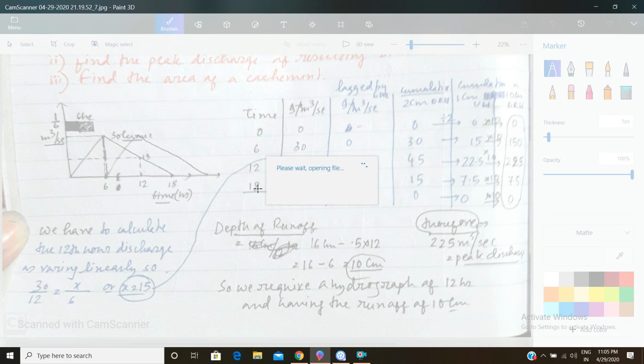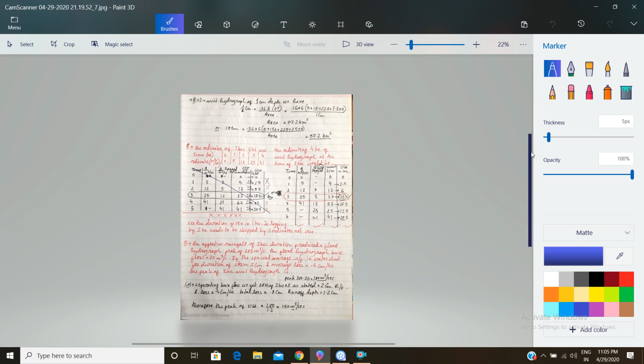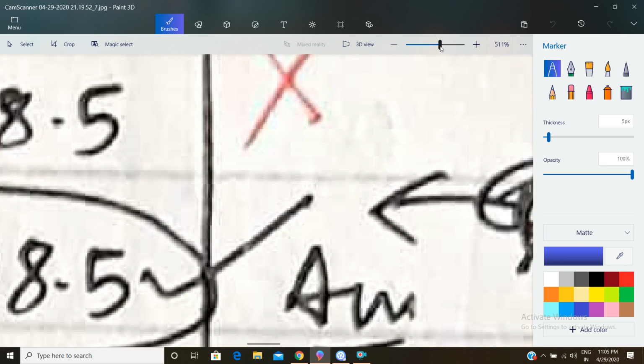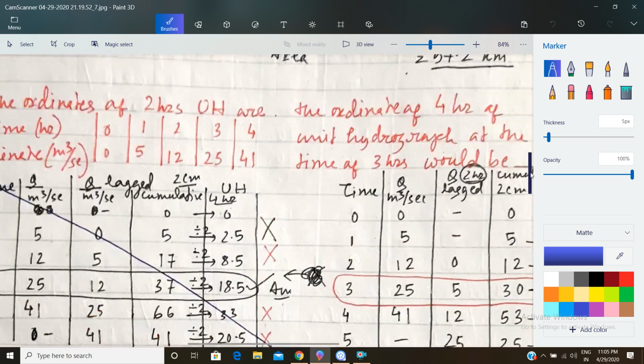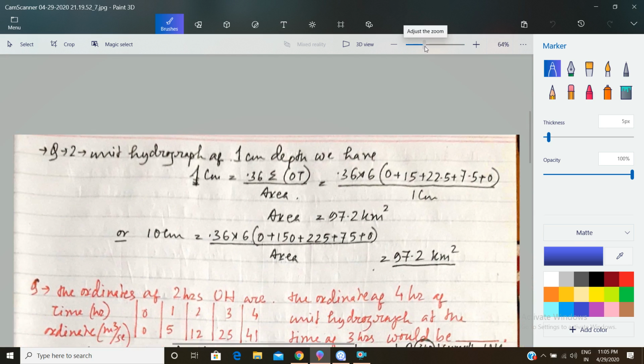See, we have to calculate what? Now the area of the catchment. Okay, we have to calculate the area of the catchment. Let's zoom out a bit. Okay, unit hydrograph of 1 centimeter depth we have. So 1 centimeter depth unit hydrograph we have already.